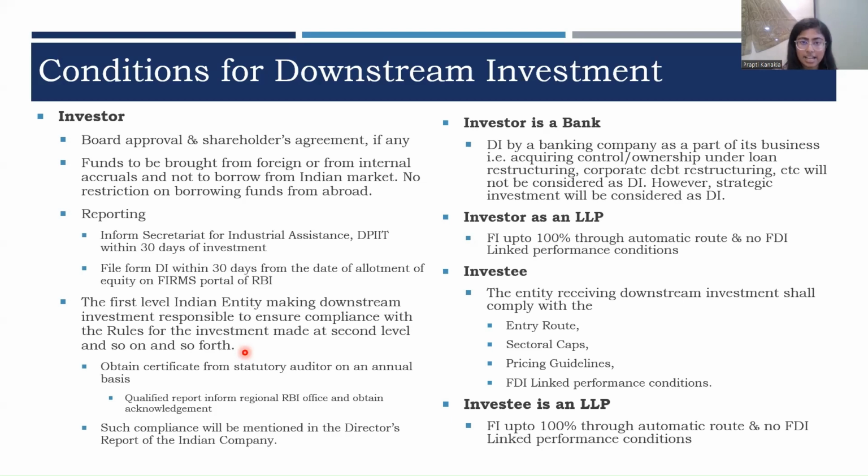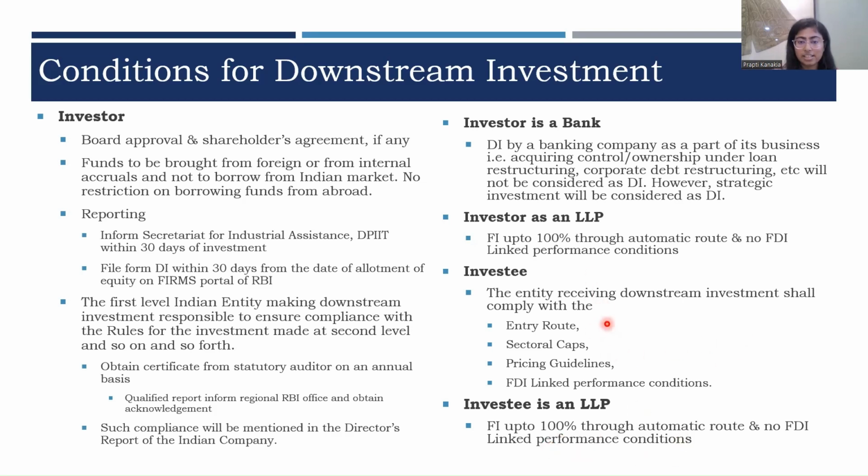If the investor is an LLP, there are certain additional compliance requirements that the LLP will ensure while doing downstream investment. LLP will ensure that the Indian business or the Indian entity in which it is making downstream investment should be open for 100% FDI through automatic route, and there should be no FDI linked performance conditions. And the same conditions are applicable when the investee is an LLP. That is, whenever an Indian entity is investing in an LLP, it will ensure that the business of the LLP is open to 100% FDI through automatic route, and there are no FDI linked performance conditions.